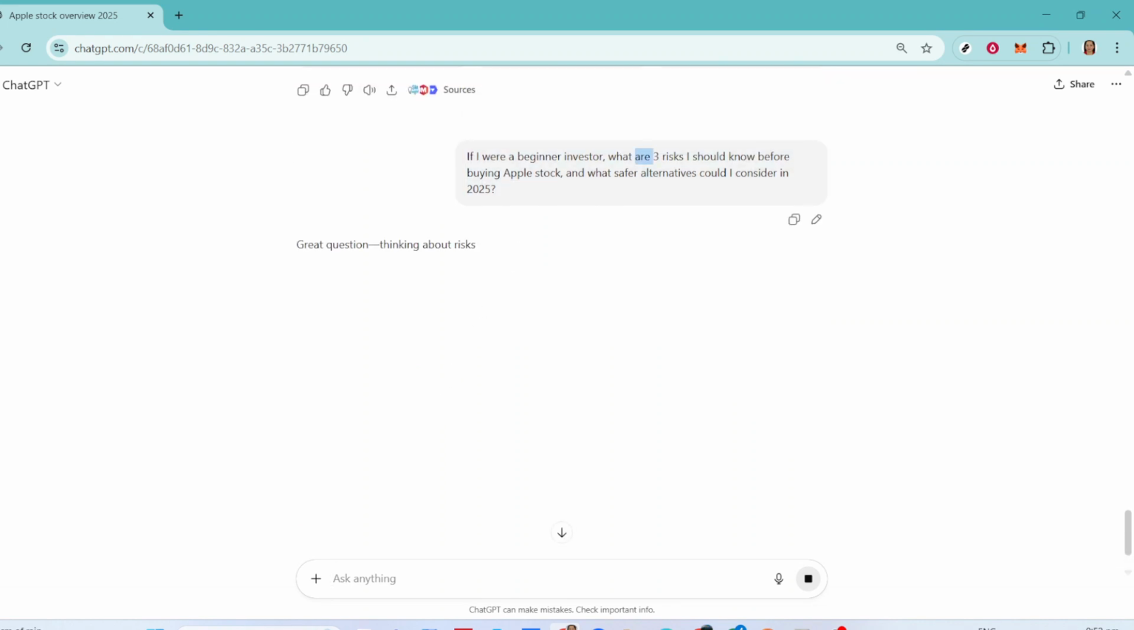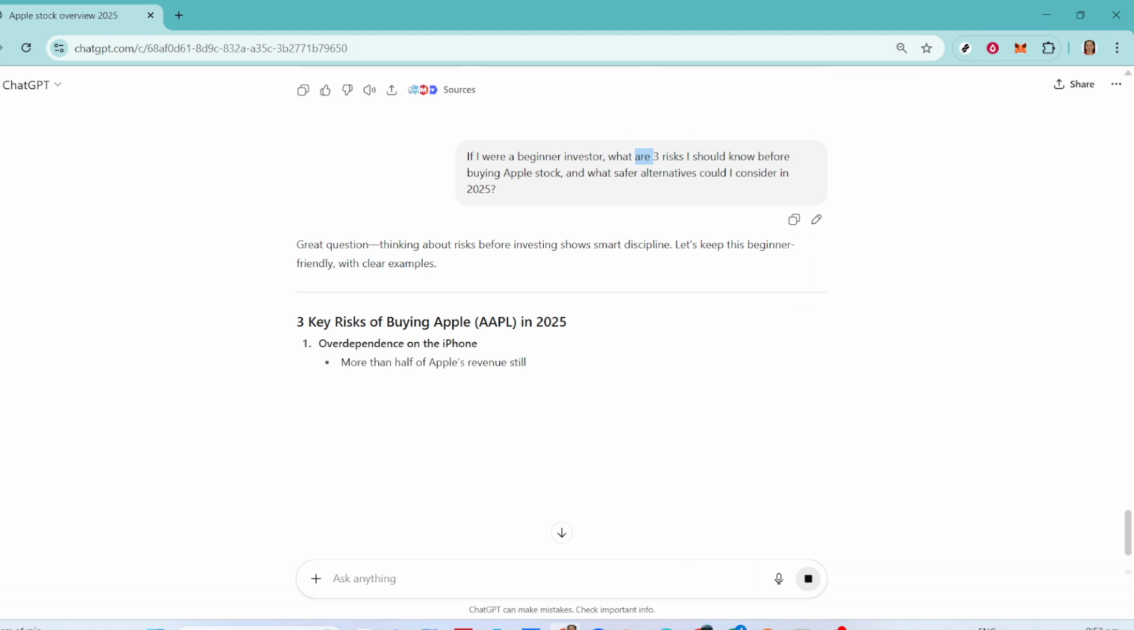By following these steps, you'll not only gain a thorough understanding of Apple's market position and financial health, but also be equipped with valuable insights to make more informed investment decisions.